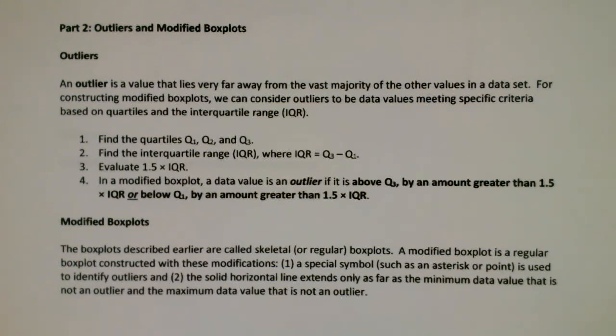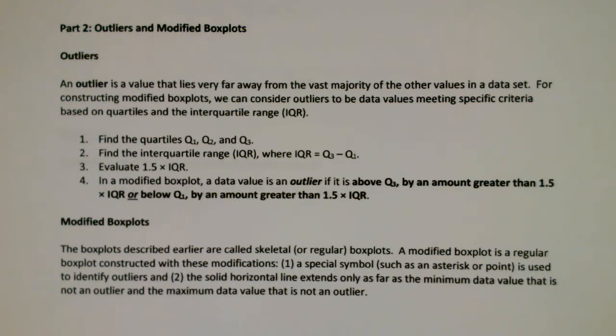All right, the first thing you're going to do is find Q1, Q2, and Q3. Those are your 3 quartiles. Next, you're going to find the interquartile range, which is IQR equals the third quartile, Q3, minus the first quartile, Q1. Then number 3 is evaluate 1.5 times that interquartile range. And it says here, in a modified box plot, the data value is an outlier if it is above Q3 by an amount greater than 1.5 times the interquartile range, or below Q1 by an amount greater than 1.5 times the interquartile range.